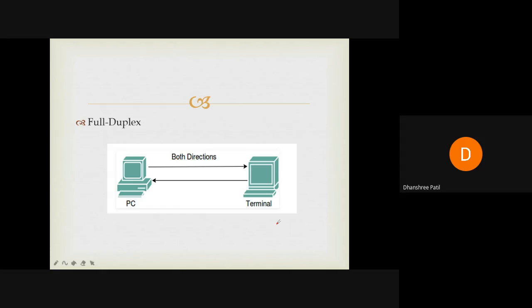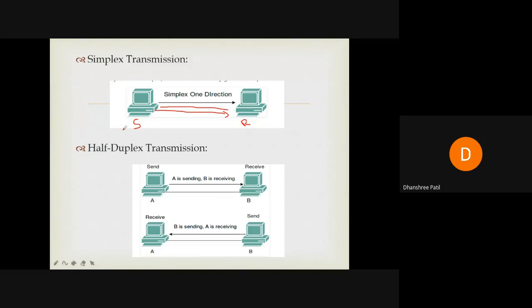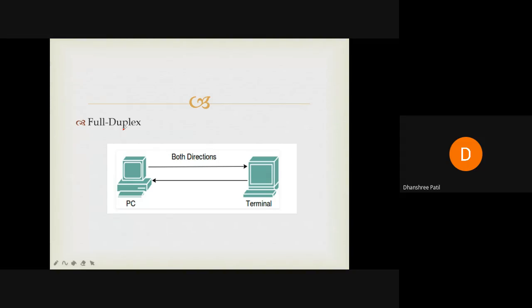Any other example? Yes, any other example? Video conferencing is also an example, na? So a number of people can talk in case of video conferencing. So both way communication is possible. Those are the examples of the full duplex transmission. So these are the three modes of the transmission: simplex, half duplex, and full duplex. Simplex is one way communication; half duplex is both way communication but one at a time; and full duplex is both way communication at a time.